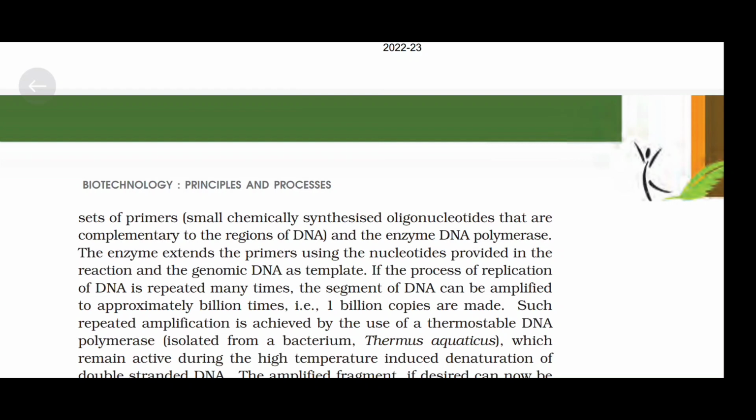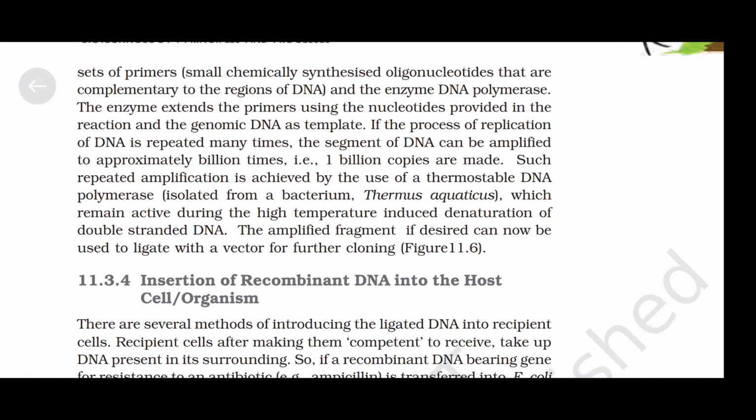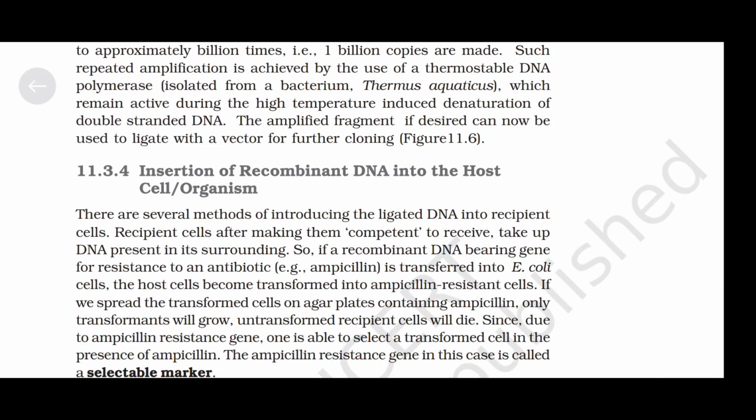If the process of replication of DNA is repeated many times, the segment of DNA can be amplified to approximately a billion times. That is, 1 billion copies are made. Such repeated amplification is achieved by the use of a thermostable DNA polymerase isolated from a bacterium, Thermus aquaticus, which remains active during the high temperature induced denaturation of double-stranded DNA. The amplified fragment, if desired, can now be used to ligate with a vector for further cloning.